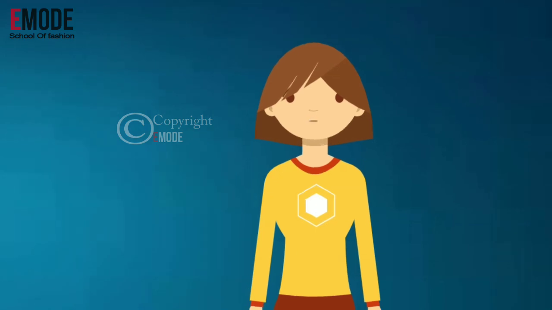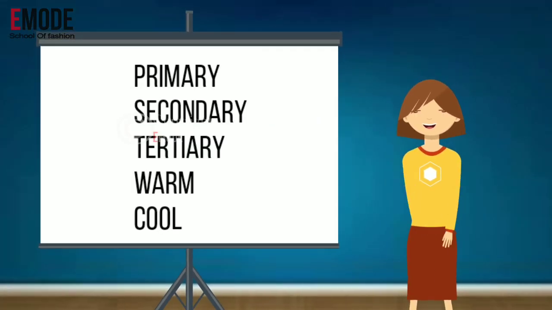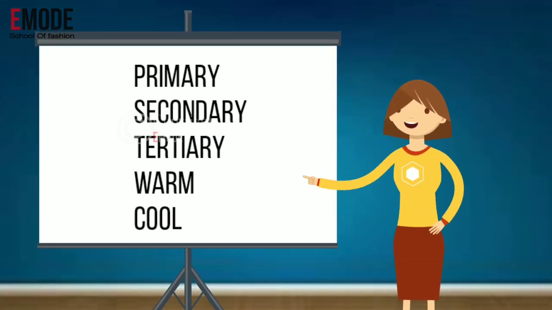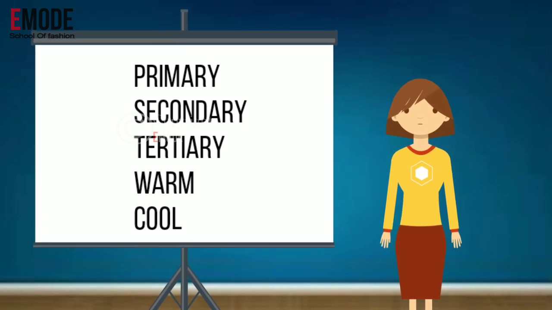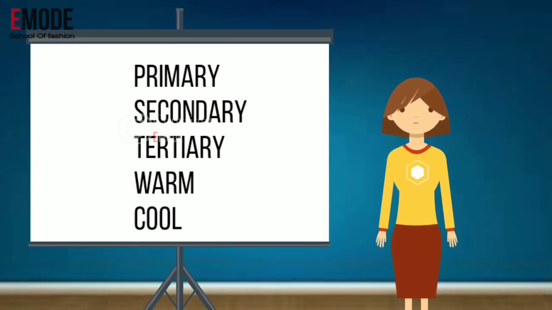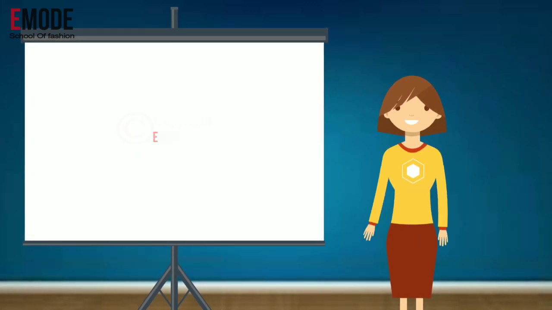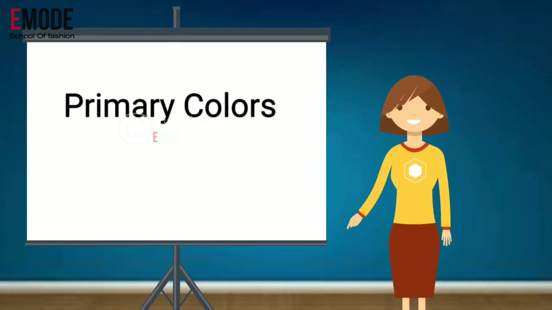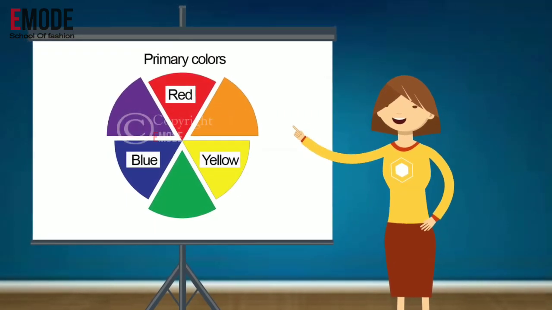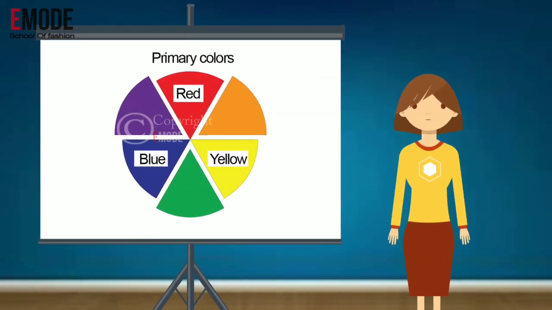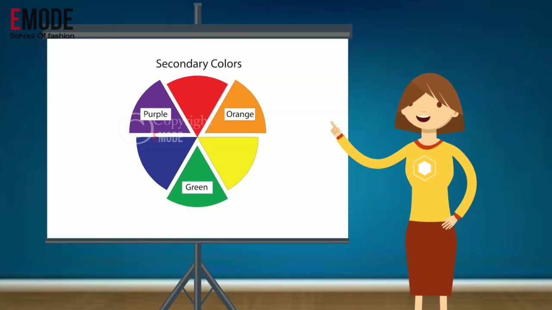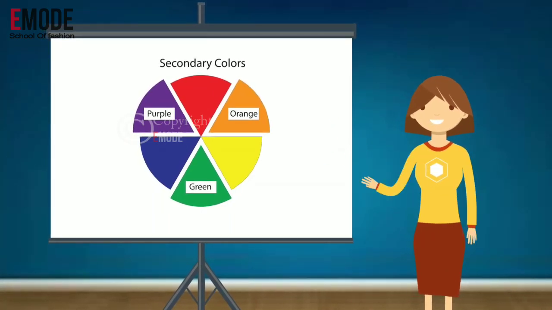First we must know about color definitions. 1. Primary colors. 2. Secondary colors. 3. Tertiary colors. 4. Warm colors. 5. Cool colors. Which are the primary colors? See this color wheel. Red, yellow and blue are the primary colors. Green, purple or violet and orange are the secondary colors.